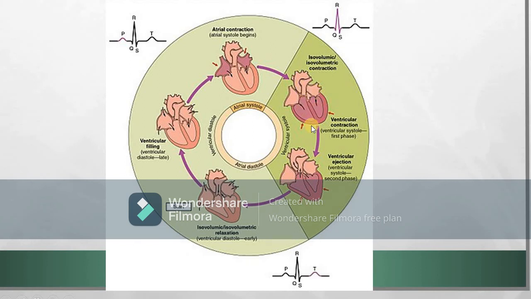So if we talk about it briefly, what is it about? The atria and ventricles relax and blood is filled in the atria. This is called cardiac diastole. After their filling, both atria contract and pump blood to the ventricles. This is called atrial systole. And the time when the ventricular contraction occurs is called the ventricular systole.